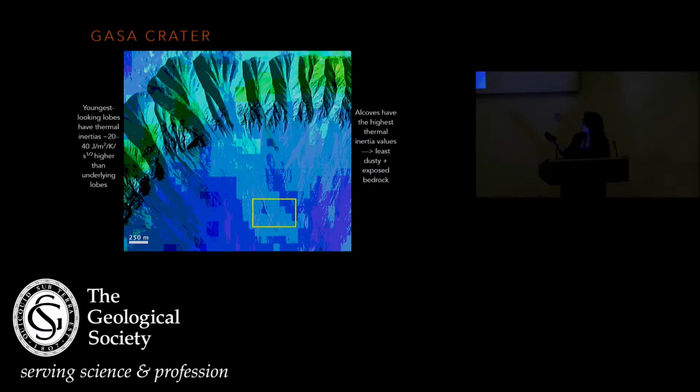So this is an area that we're going to be focusing in on, where we can clearly see a younger fan lobe that has been superposed on top of older material. And in all of the places where I looked inside of Gasa, the uppermost lobes, the youngest lobes, have thermal inertia values that are about 20 to 40 thermal inertia units higher than the underlying lobes. And then the alcoves have the highest thermal inertia values, so the green areas. This is to be expected for the alcoves because it's the least dusty and it has the most exposed bedrock.